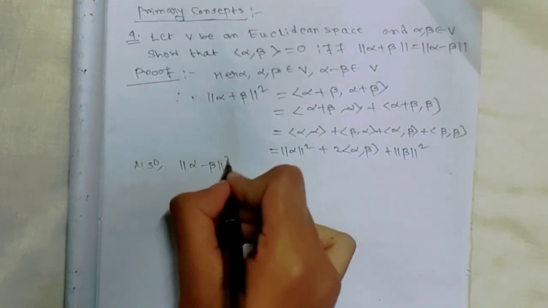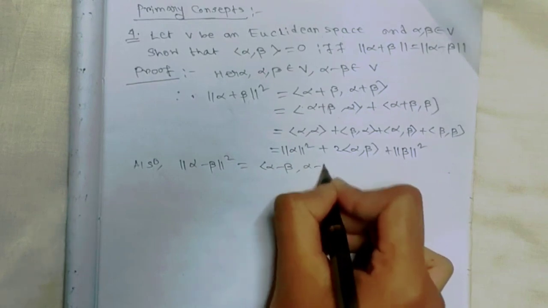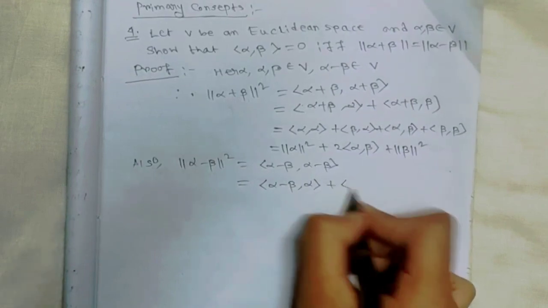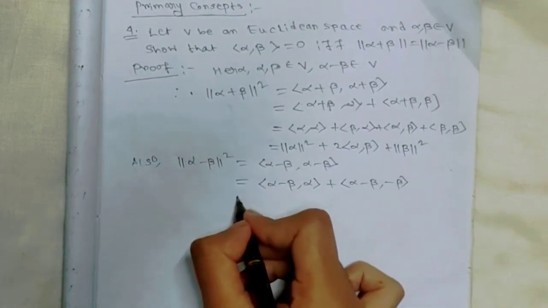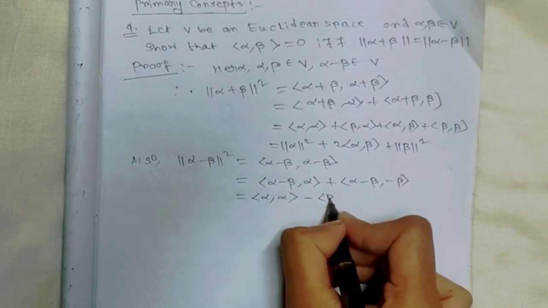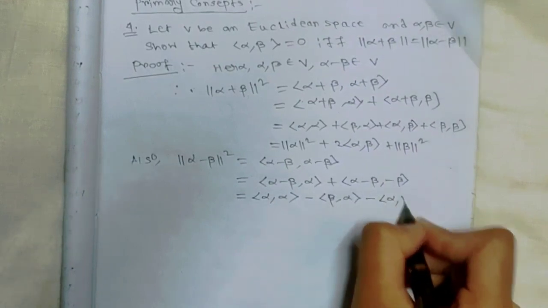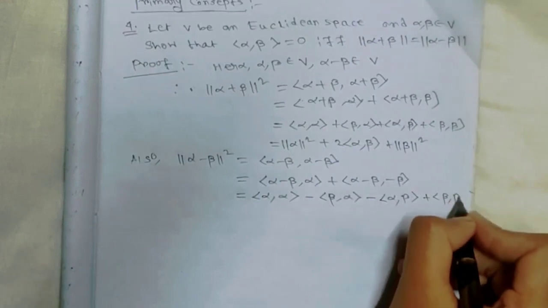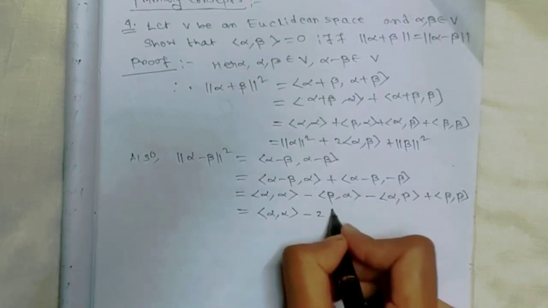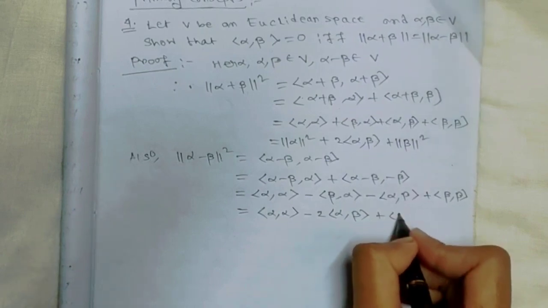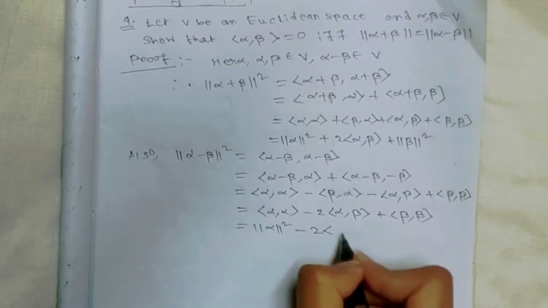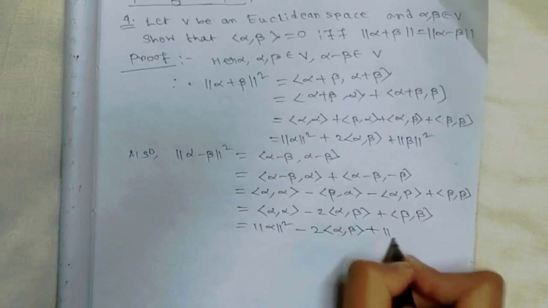Also, norm of alpha minus beta squared equals the inner product of alpha minus beta, alpha minus beta, which equals the inner product of alpha minus beta, alpha plus the inner product of alpha minus beta, minus beta, which equals the inner product of alpha, alpha minus the inner product of beta, alpha minus the inner product of alpha, beta plus the inner product of beta, beta, which equals the inner product of alpha, alpha minus 2 times the inner product of alpha, beta plus the inner product of beta, beta, which equals norm alpha squared minus 2 times the inner product of alpha, beta plus norm beta squared.